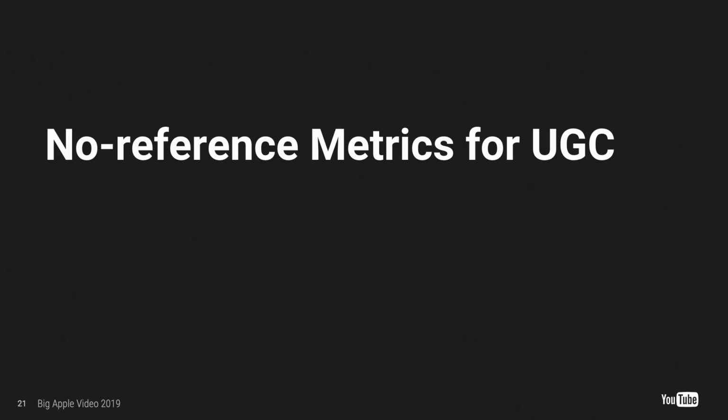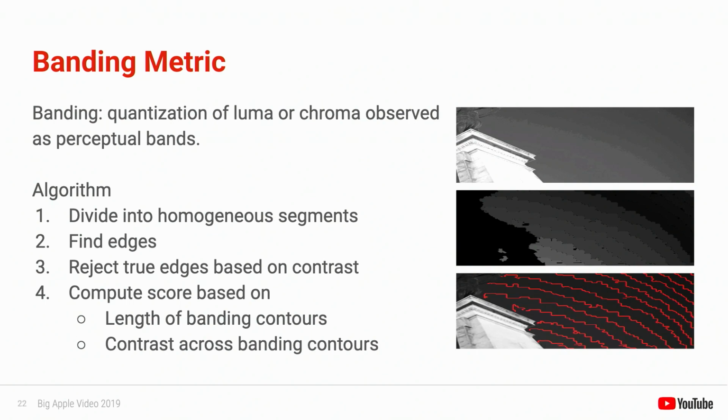The media algorithms team has developed a number of non-reference metrics, which may be useful for evaluating the quality of user-generated content before and after processing. I'm going to give you a brief introduction now to 3 of these metrics. Banding or posterization is quantization of luma or chroma, which shows up as distracting bands. The banding metric measures the extent of perceptually noticeable banding in a video.